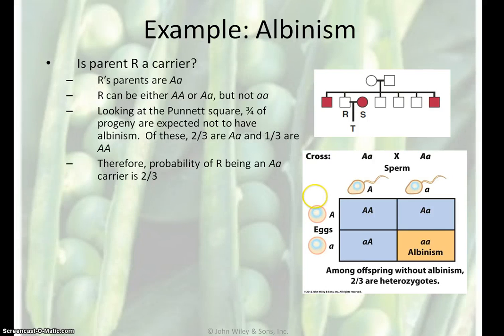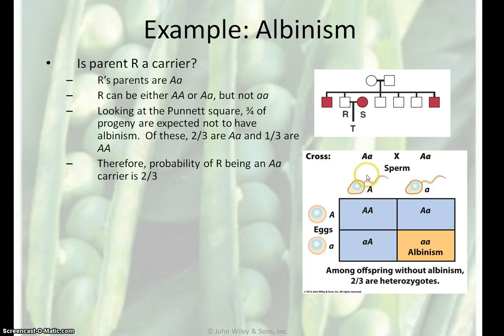So first of all, is parent R a carrier? Not a character, a carrier. All right, so R here, the parents again. These parents, each of them must be heterozygous because they were able to produce homozygous recessive offspring, yet they do not carry the trait themselves. All right, so R can be either homozygous dominant or heterozygous, but he cannot be homozygous recessive because if he was, he'd have albinism.